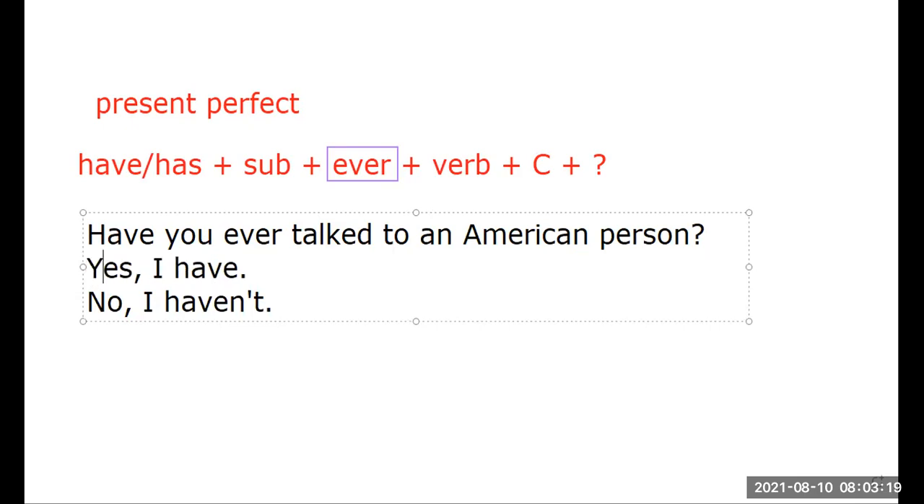Yes, I have. Yes, I have ever talked to an American person. You can say that. So yes, I have, or no, I haven't. Remember, ever means alguna vez. This is used in questions and also in affirmative sentences.